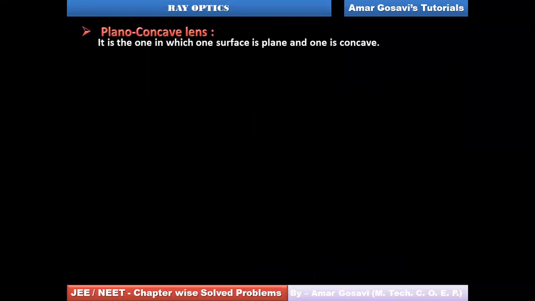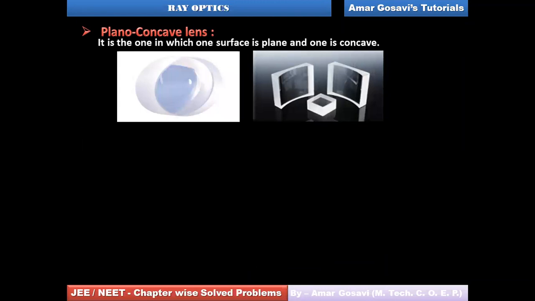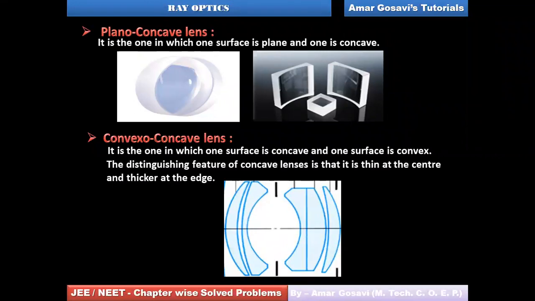The second type of concave lens you come across is the plano-concave lens. What does that mean? One surface would be concave and the other surface would be plane in nature, something like this. You can see in the picture, one side is plane and the other side is concave. The next type is the convexo-concave lens. That means one side would be convex and the other side would be concave. What's the distinguishing feature of such a lens? It's thin at the center and thicker at the edge, unlike convex lenses. Make a note of it and let me know so that we move ahead.